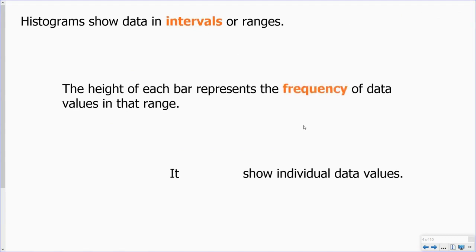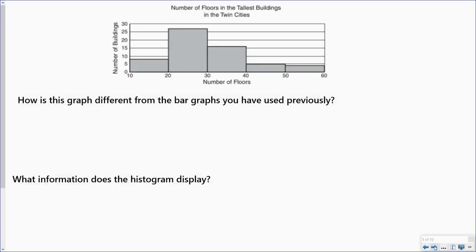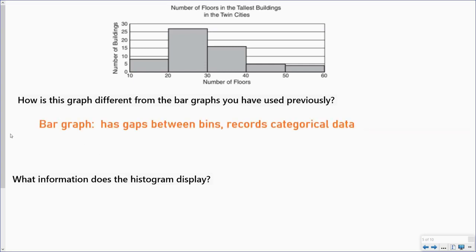The height of each bar represents the frequency of the values in that range, and it does not show individual data values. Let's take a look at this histogram here. It says, how is this graph different from bar graphs you have used previously? So a bar graph has gaps between the bins. It records categorical data. So it might be eye color, favorite music, favorite pizza toppings.